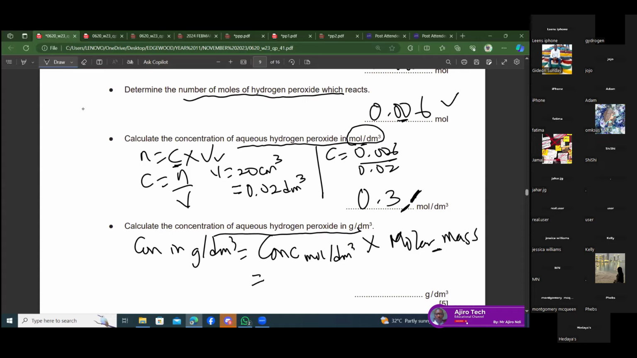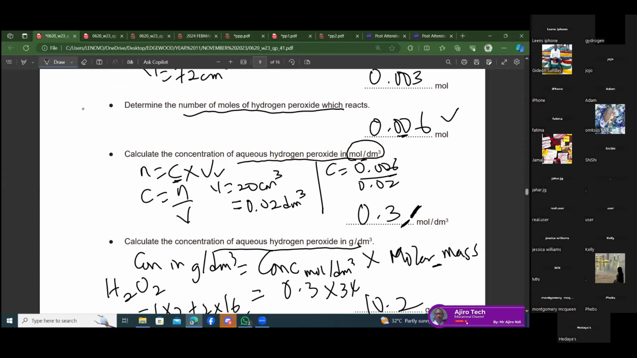We have to find the molar mass of hydrogen peroxide. It's H2O2. So it's going to be 1 times 2 plus 2 times 16. So that's 32 plus 2, that's 34. So it's going to be 0.3 times 34. All right. And if you do that multiplication, you have 10.2.